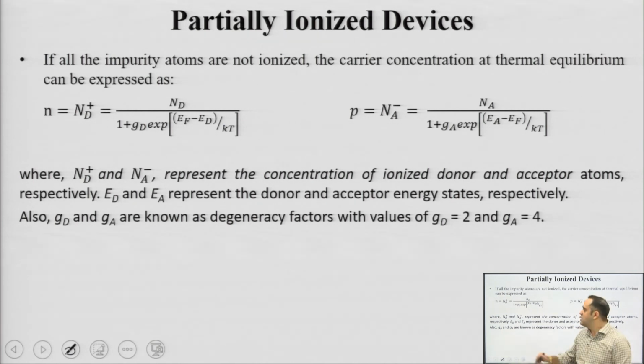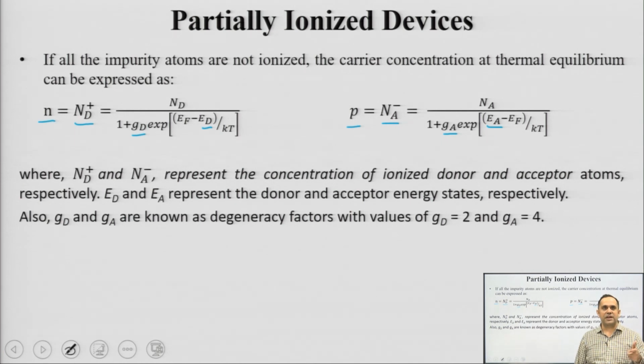In that case, your carrier concentration N, number of electrons per unit volume in conduction band, is equal to Nd plus. What is Nd plus? It represents the concentration of ionized donor atoms. Hole concentration is equal to Na minus, the concentration of ionized acceptors, and this is given by this expression here, where Ed represents the donor energy state, already explained, and Ea is the acceptor energy state. A small term extra is introduced here, Gd and Ga. These are nothing but degeneracy factors.